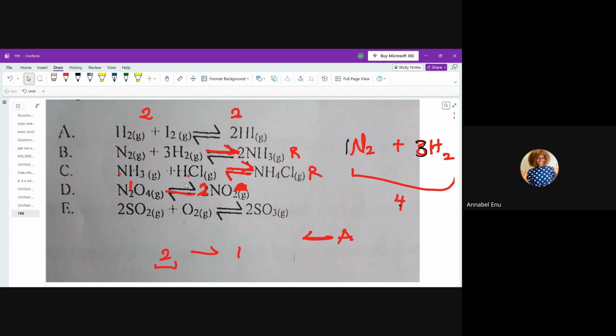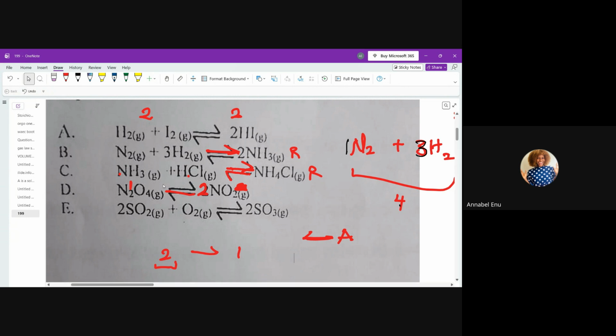When we are dealing with effect of pressure, one, it must be a gas. Two, we must consider the side with more number of mole. And so if pressure is reduced, it goes towards it. If pressure is added or increased, it goes away from that side with more number of mole. That's the simple rule to deal with equilibrium shift connecting with pressure.